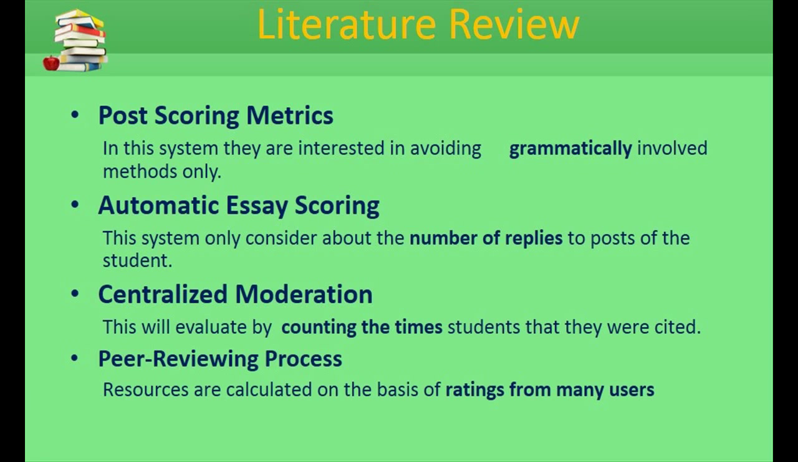Literature review. There are some similar works identified during the research. First one is post-scoring metrics. In this system, they are interested in avoiding grammatically involved methods only. Then in automatic essay scoring, this system only considers the number of replies to posts of the student. Next one is centralized moderation. This will evaluate by counting the times students were cited. Final one is the peer reviewing process. In this system, they only consider resources, and they are calculated on the basis of ratings from many users.